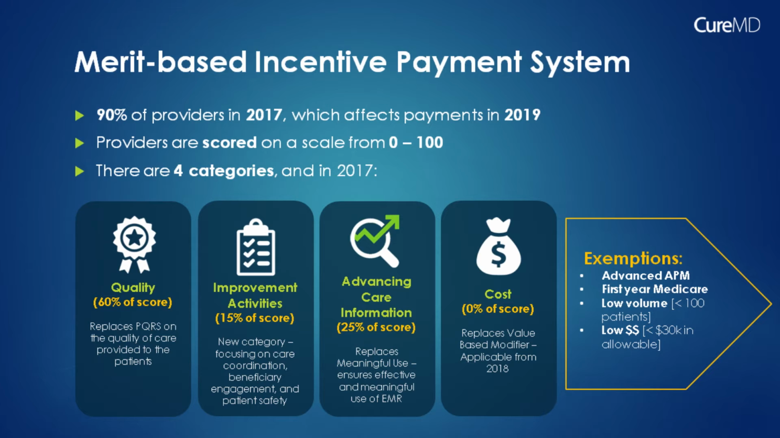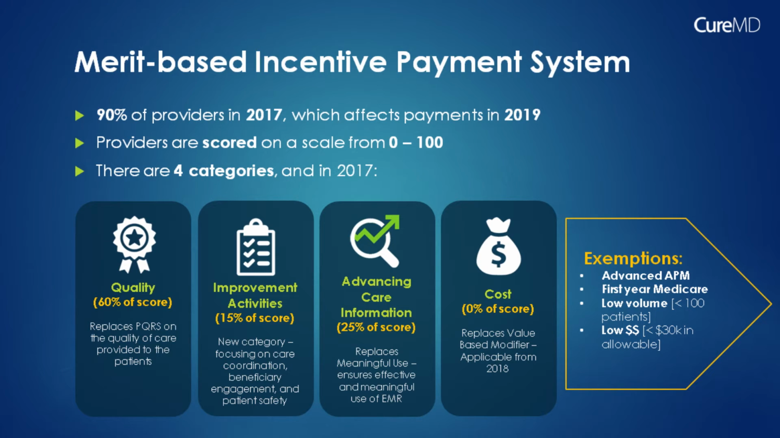Providers are going to be scored across 4 categories on a scale of 0 to 100. In 2017, the 4 categories are quality, which is basically PQRS, but with reduced requirements. Then there's improvement activities, which is a category focusing on care coordination. It borrows a lot of requirements and measures from the patient-centered medical home concept. Then we have a category called advancing care information, which is meaningful use, but again made easier to work with. And then we have the cost category, which is a replacement of the value-based modifier category.